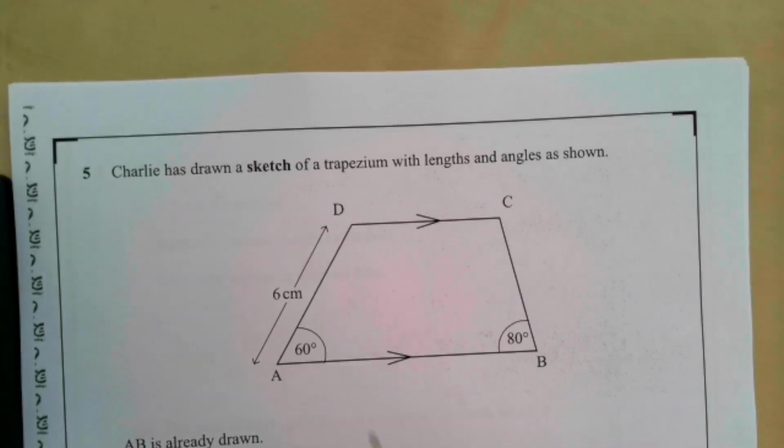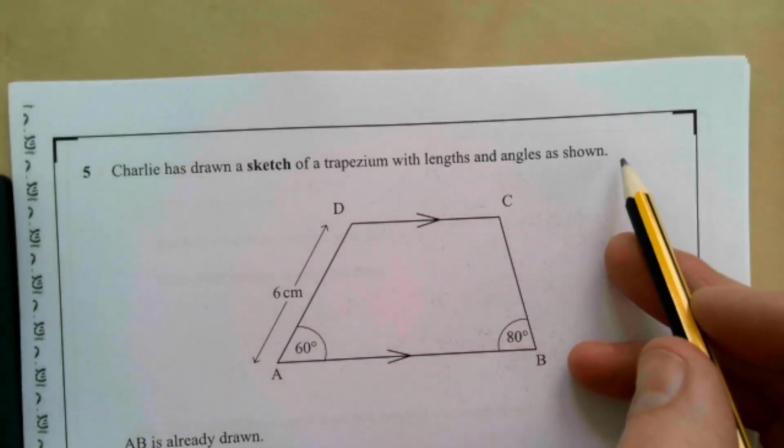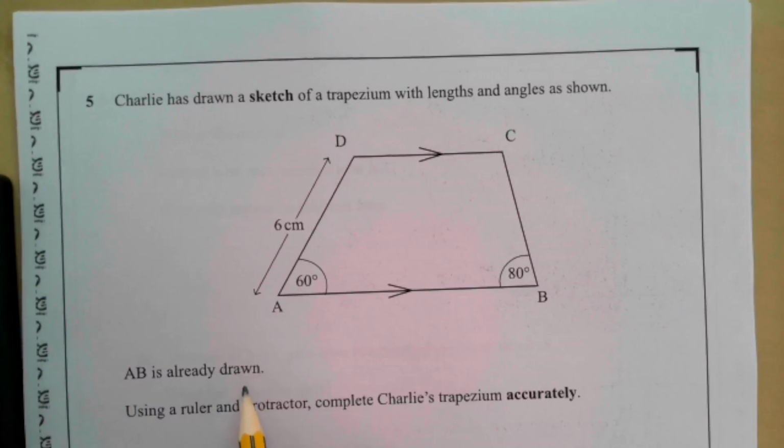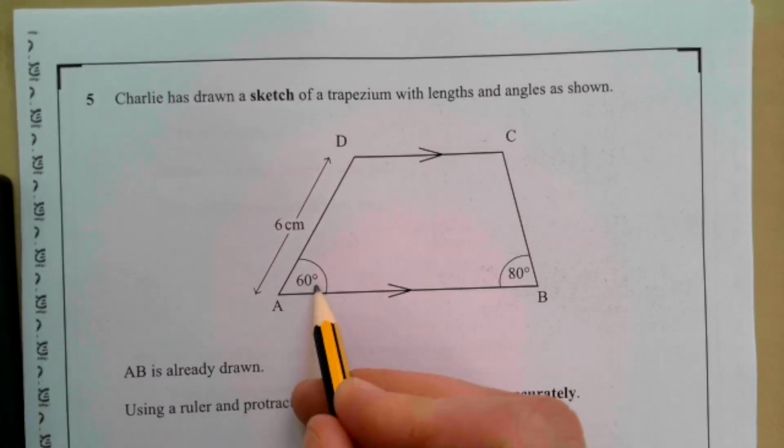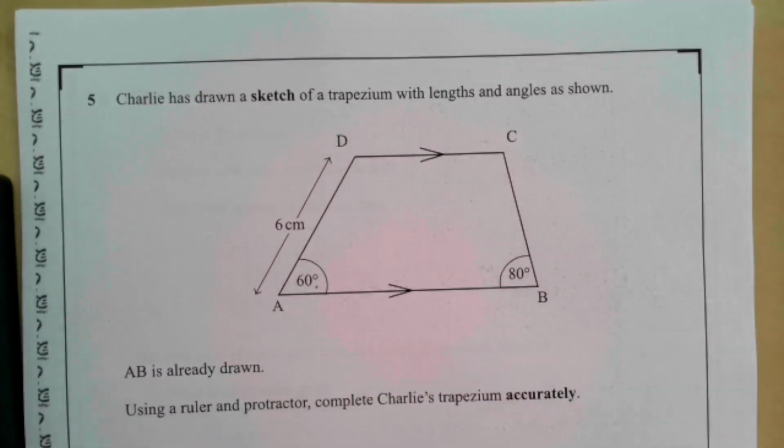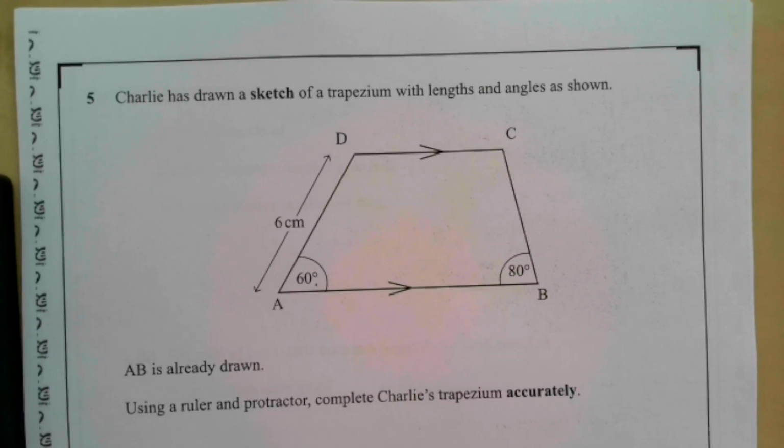Charlie has drawn a sketch of a trapezium with lengths and angles as shown. AB is already drawn, so that's drawn below. Using a ruler and protractor, complete Charlie's trapezium accurately. So we need to do a 60 degrees here and an 80 degrees here. So we need a protractor then for this.